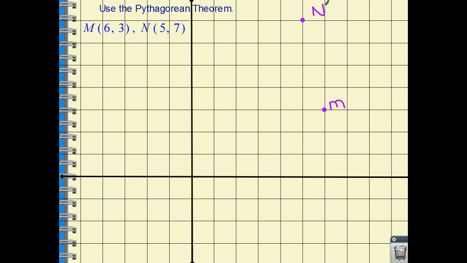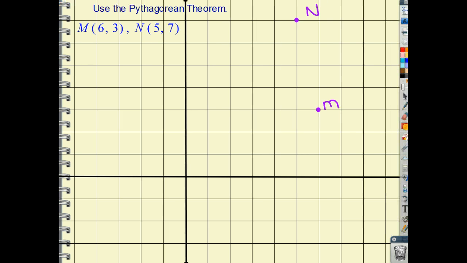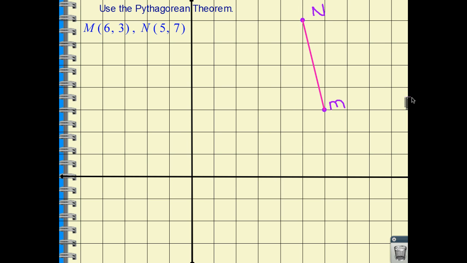We are trying to find the distance in units from M to N. So let's draw a line and connect those 2 points. If the line were completely horizontal or vertical, parallel to the axes, we would be able to count the units to find the length. But since this is on a diagonal, it's on a slant, we are able to create a right triangle out of these 2 points. And you might be able to see them right now.